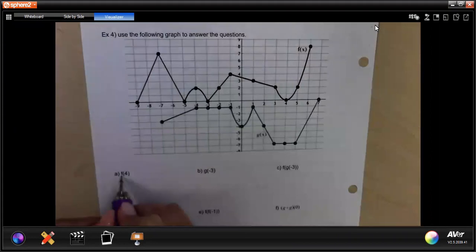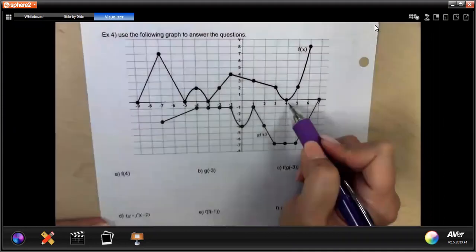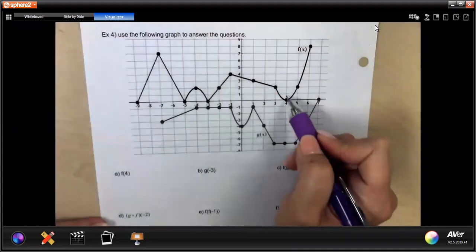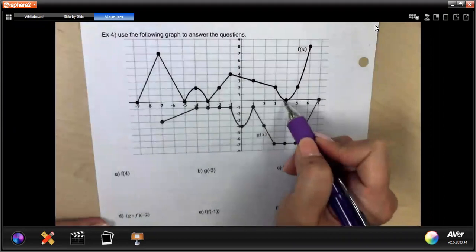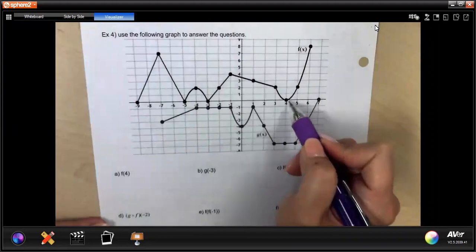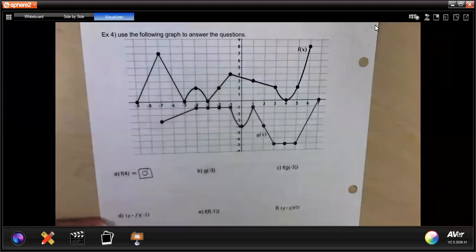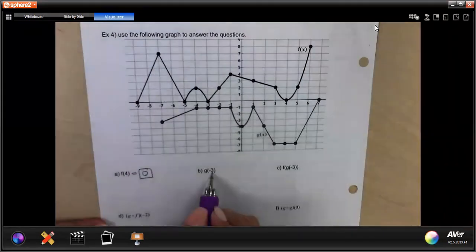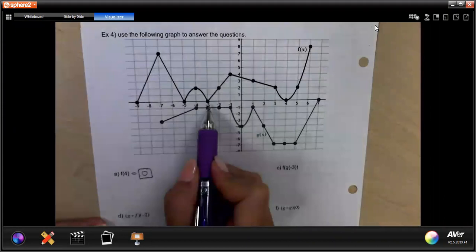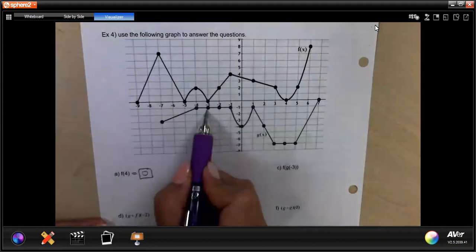With the graph, it is very similar to the equation. If we are looking for f of 4, my input is 4. So I'm going to go to 4 on the x, and I'm going to find where my f of x function is. Well, that's right there. The f of x is at 0. My y value there is 0. If I was looking for g of -3, I would go to -3 on my x, and my g function is this bottom one here, and it is at -1.